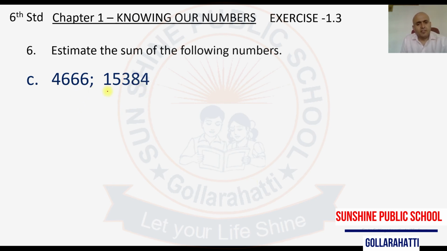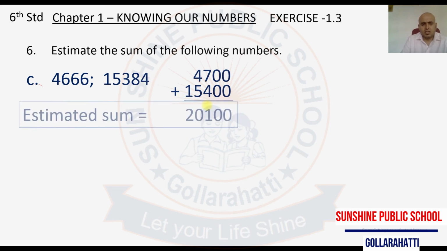4,666 and 15,384. If we take the estimated value of 4,666, we take 4,700, and 15,384 estimated value, let us take as 15,400. And if you add these two numbers, the estimated sum will be 20,100.